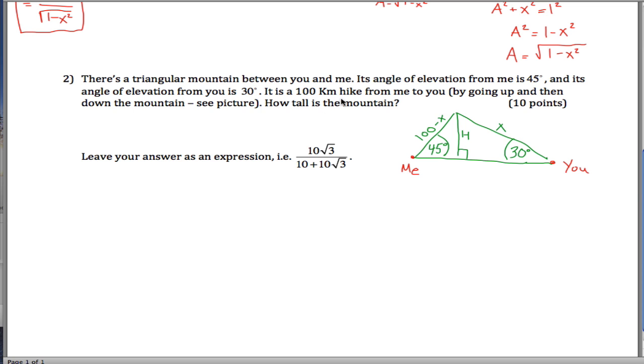And it's a 100 kilometer hike from me to you. In other words, this entire distance up here is 100. And I gave you a little hint. I said, think about this as x, and then this is the rest. This is 100 minus x.